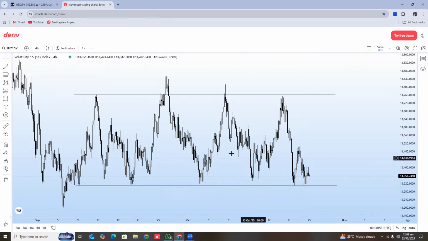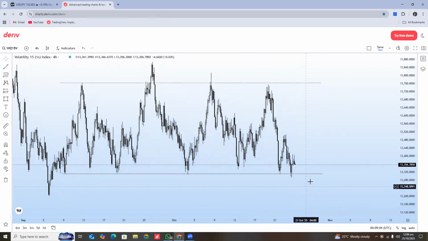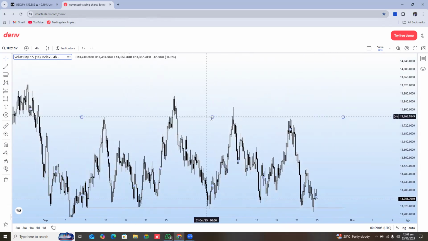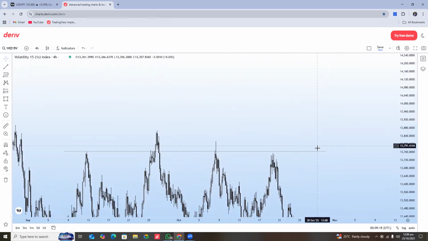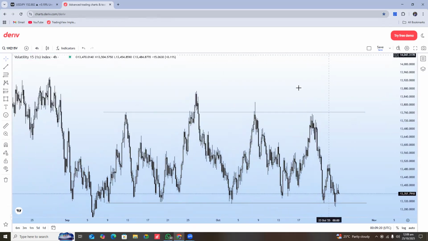If it does break it, what do we do? Wait for a retest and then we join the market to the downside. So we will not buy from here if it breaks it. We rather look for a retest and then we join to the downside. Similarly, if it comes to the top here, we look for sell opportunities. We drop it to the support. However, if it does break this, then you wait for a retest and you join a buy to the top. It's as simple as that.